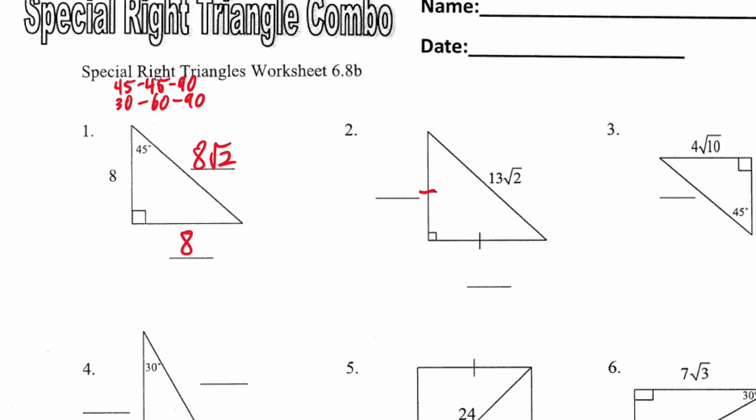Okay, number 2. Since these two legs are the same length, I know that because of those congruent marks, I know it's a 45, 45, 90. Now this one, I should be labeling this. We have hypotenuse, here's the leg, here's the leg. So if I know the hypotenuse, how do I get back to the leg? I'm going to do 13 square root of 2 divided by square root of 2. What's going to happen to these square root of 2's right here? They cancel to 1, so it just cancels them out, so that just leaves 13 here.